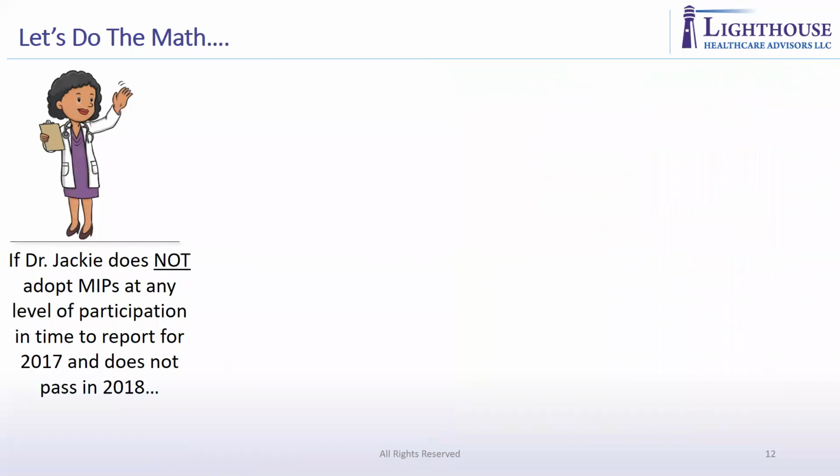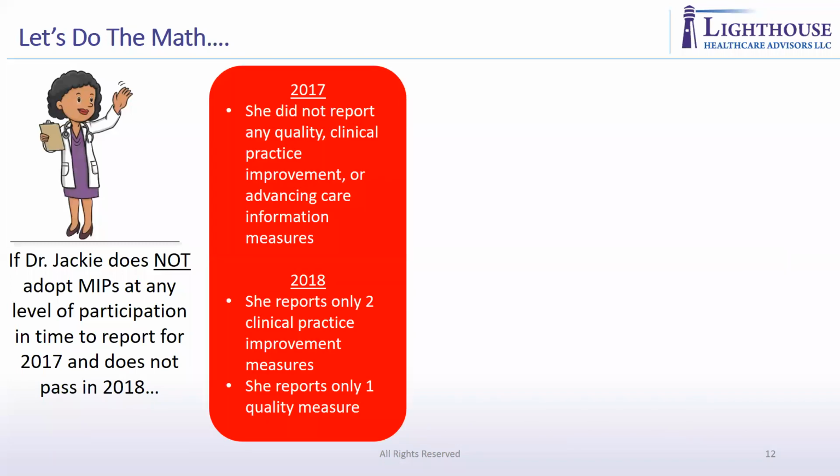So what happens if Dr. Jackie doesn't adopt any level of participation? So in time to report for 2017, and she doesn't pass in 2018, what would that look like? So in 2017, she does not report on any quality or clinical practice improvement or advancing care information measures. And in 2018, she only reports on the 2 practice improvement measures. And she reports on 1 quality measure. This results in a negative 4% adjustment for 2019 and a negative 3% adjustment in 2020.